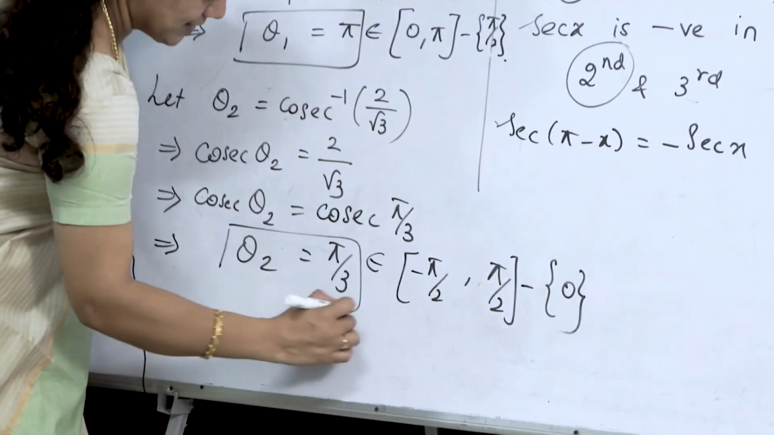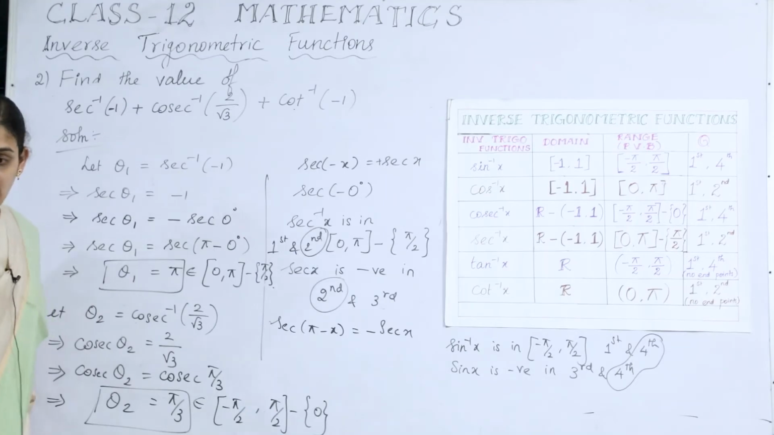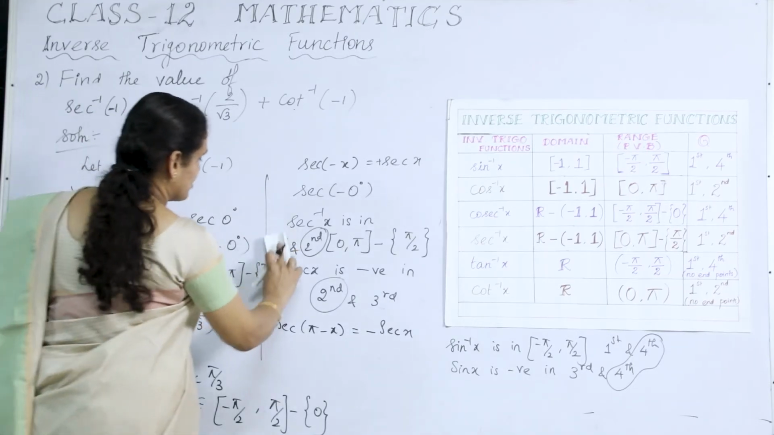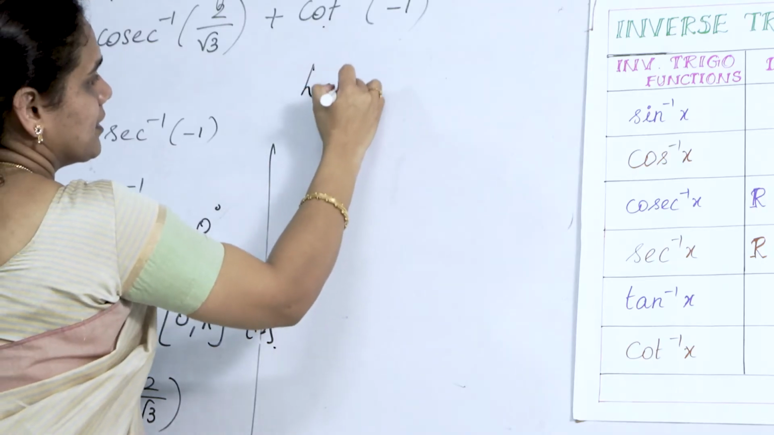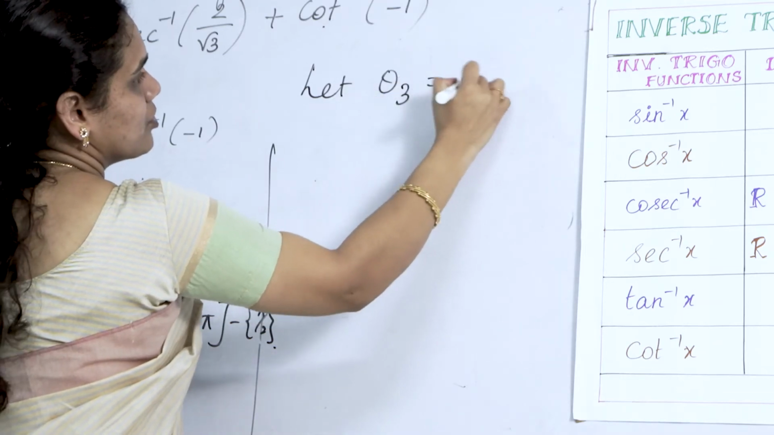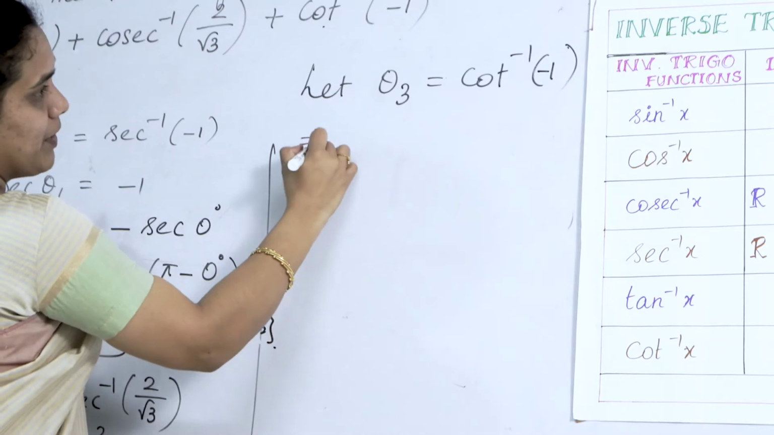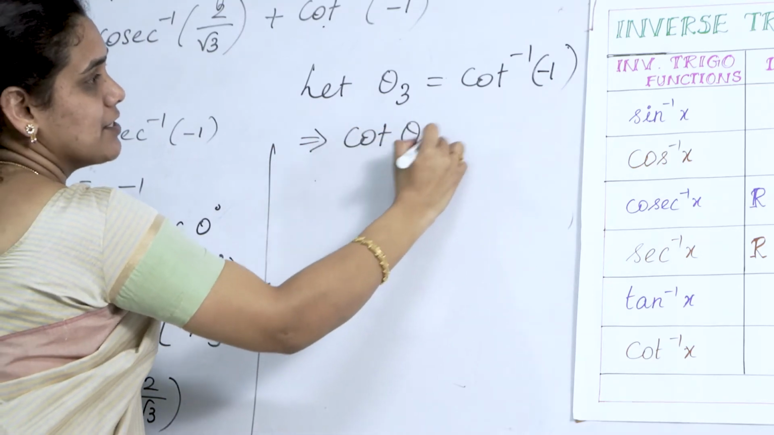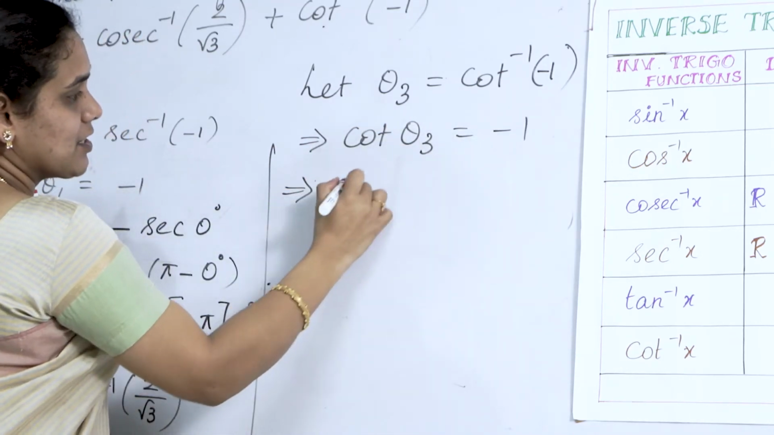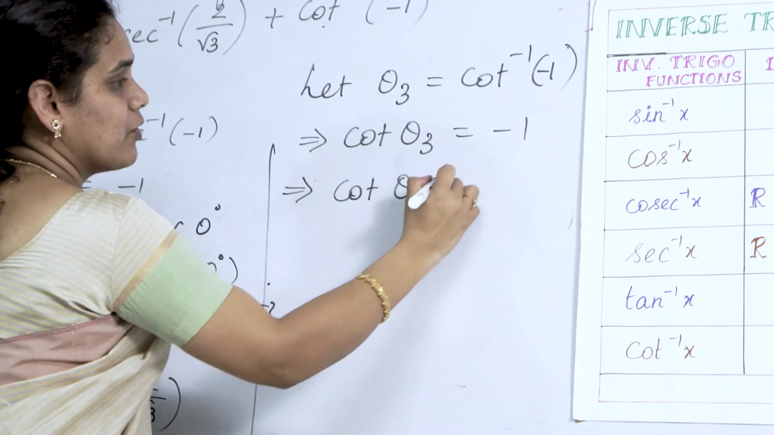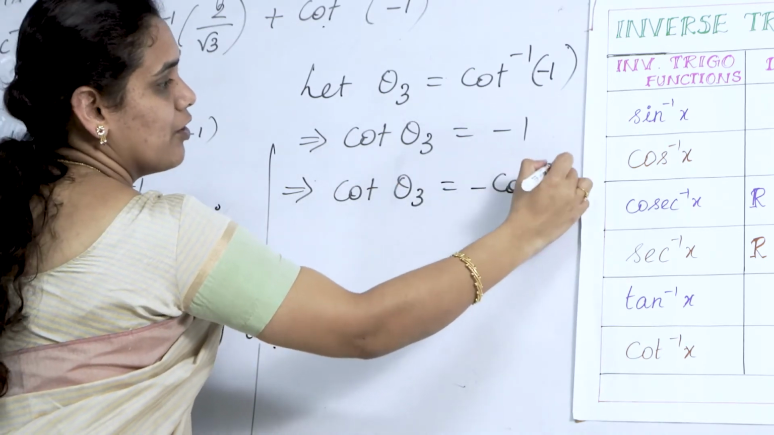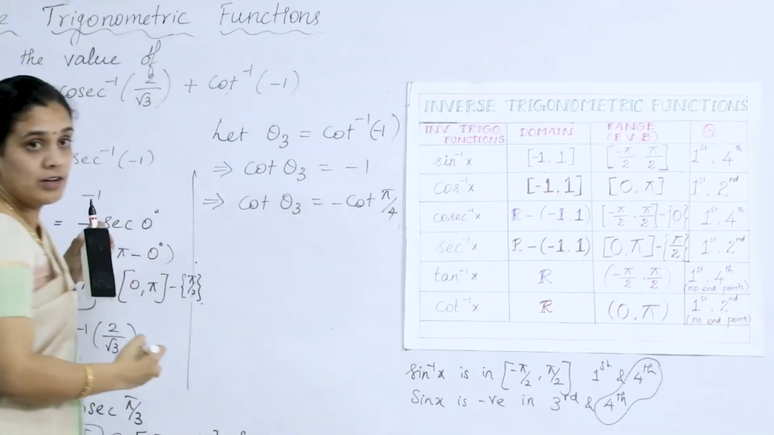Therefore, this is our answer. And we have one more, that is cot inverse of minus 1. Let theta 3 equal to cot inverse of minus 1. So which implies cot theta 3 is equal to minus 1. That is cot theta 3 equal to minus cot 45, right? So pi by 4, right?